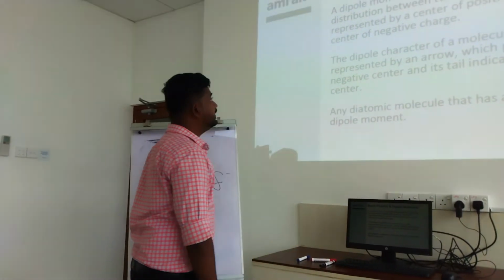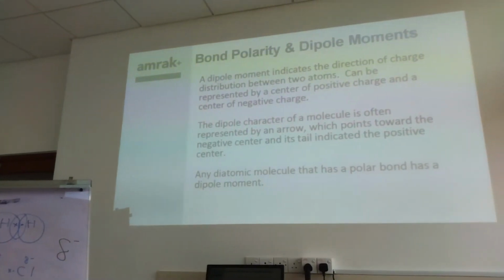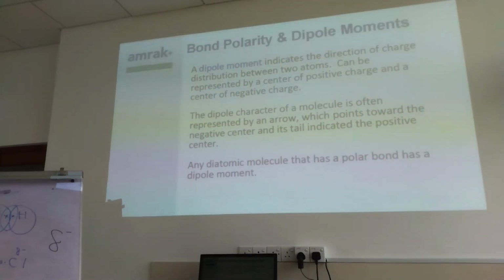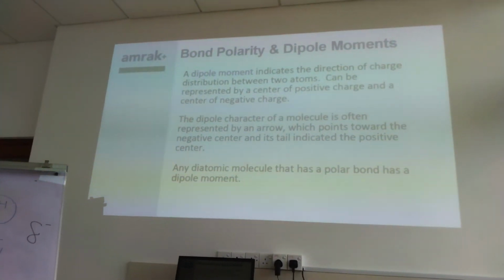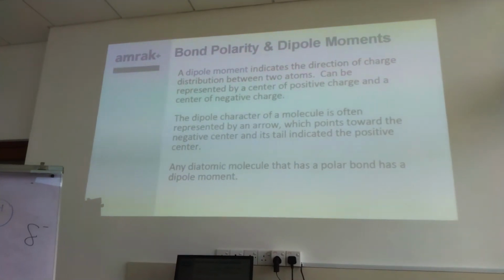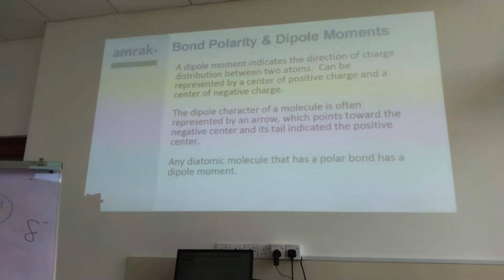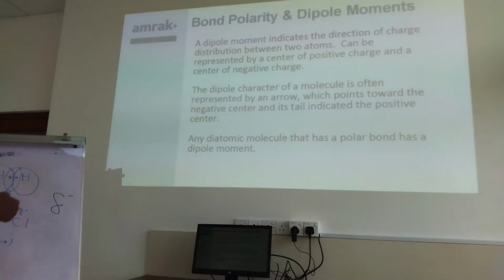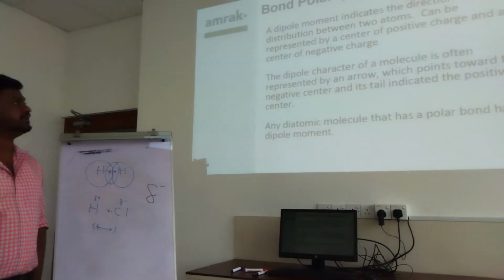Bond polarity and dipole moments. A dipole moment indicates the direction of charge distribution between two atoms, and can be represented by a center of positive charge and a center of negative charge. A dipole is often represented by an arrow that points toward the negative center, with its tail at the positive center. Any diatomic molecule that has a polar bond has a dipole moment. It indicates the direction of the charge.